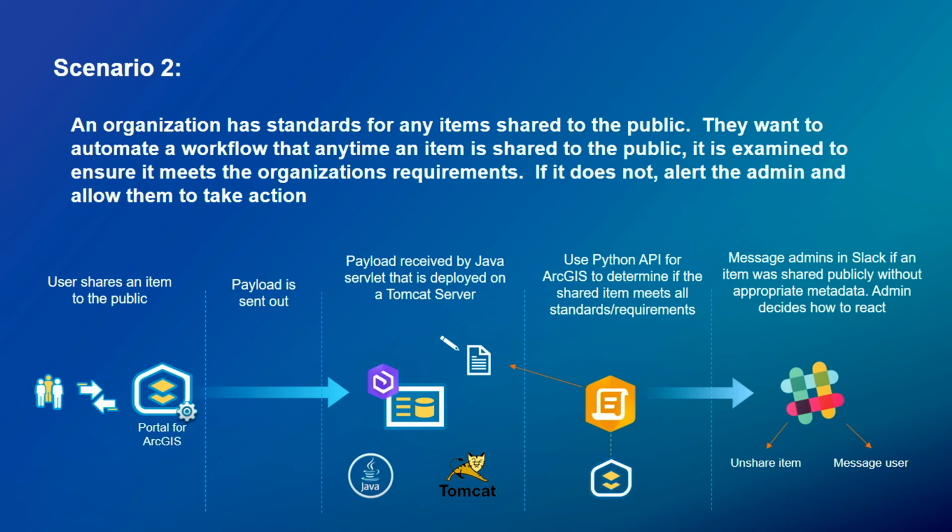So let's quickly take a look at this workflow. A user shares an item to the public, and the payload is sent out, and this payload is received by the Java servlet and written to a file. And using the Python API for ArcGIS, we're going to do a callback to the portal and examine the item properties and check for these standards. If these are not met, we're going to inform the managers via a Slack channel, and managers can take action, like they can unshare or they can even add the appropriate tags. Right? So let's switch.